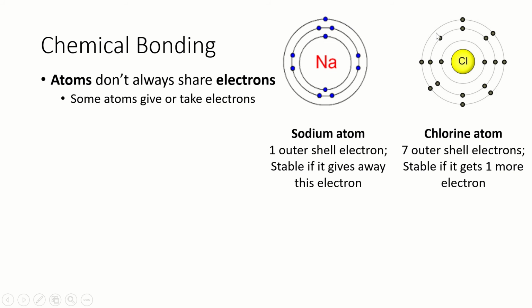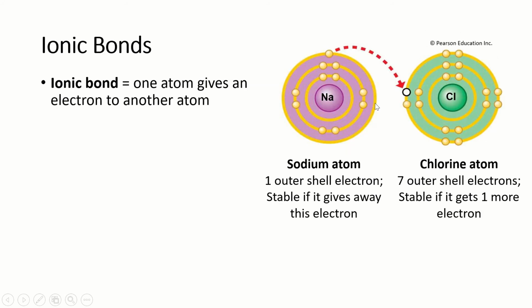Now, in another form, some atoms, if you've got, say, 1 electron in the outer shell, or you're just missing one, it's actually easier to just give up the electron to another atom. So this is sodium, which has 1 outer shell electron, and this is chlorine that has 7 and is missing 1. So wouldn't it be easy if sodium gave its electron to chlorine? And that's how they bind together.